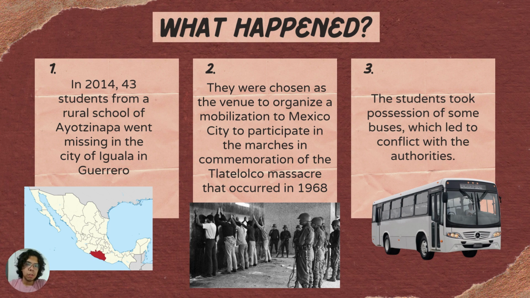In September 2014, 43 students from a rural school in Ayotzinapa went missing in the city of Iguala, Guerrero. These students were chosen as the venue to organize a mobilization to Mexico City to participate in the marches in commemoration of the Tlatelolco massacre that occurred in 1968. This was a similar case of corruption and violence against students led by the government.